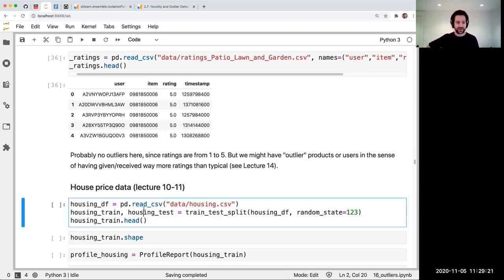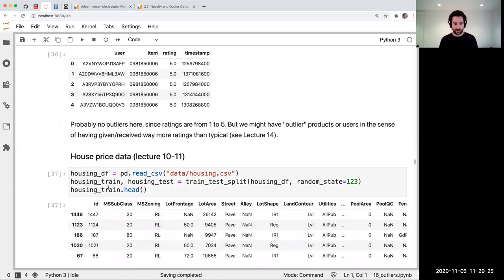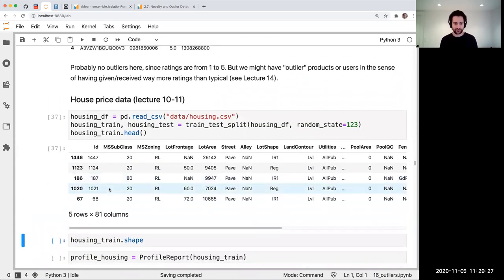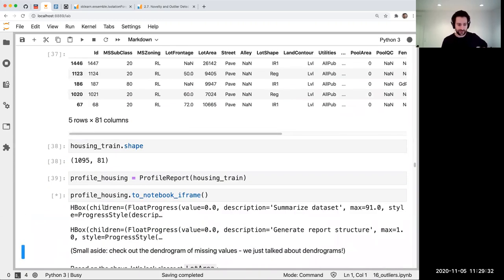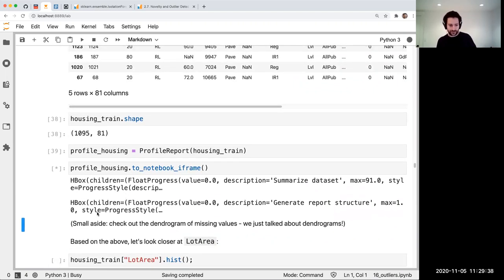The housing data. So you probably remember this housing data from lectures 10 and 11. And so again, you can do the pandas profile thing. You could also do the isolation forest thing, which I didn't do, but I think it'd be kind of fun.